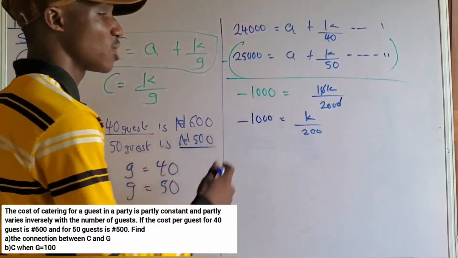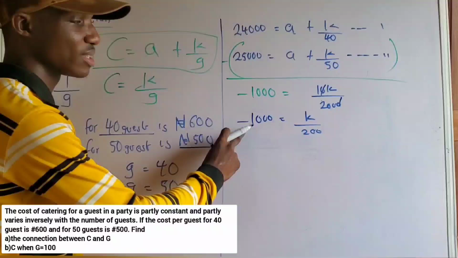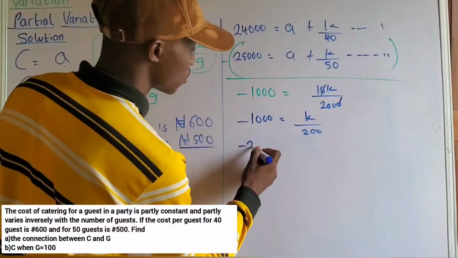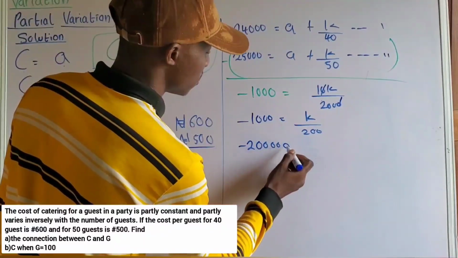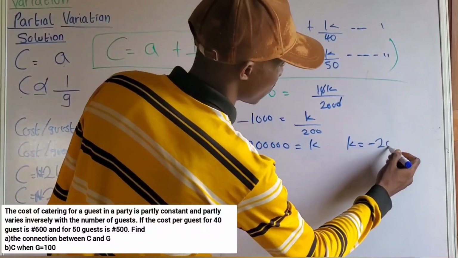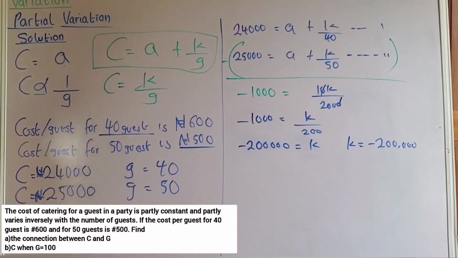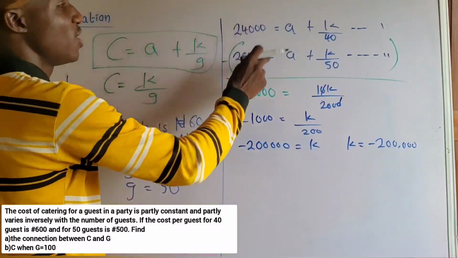Okay, you can take the cross multiplication. Do you understand? 200 multiplied by 1,000, that is what? Minus 200,000 equals k. So the value of k is equal to minus 200,000. Now, having gotten the value of k as negative 200,000, you can proceed to get the value of a by substituting the value of k into any of these equations.